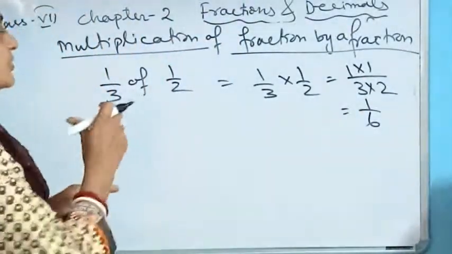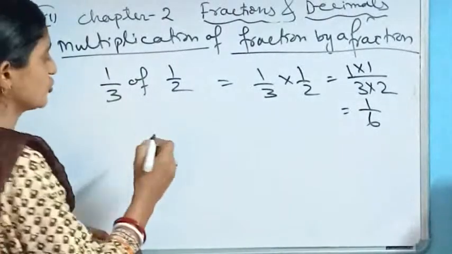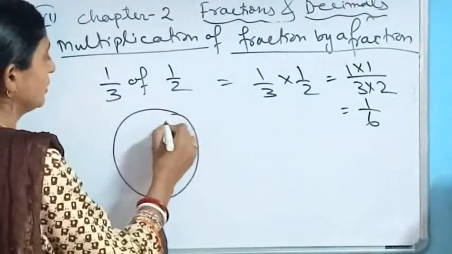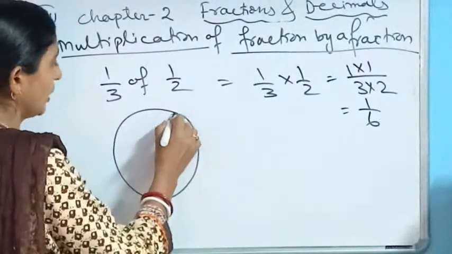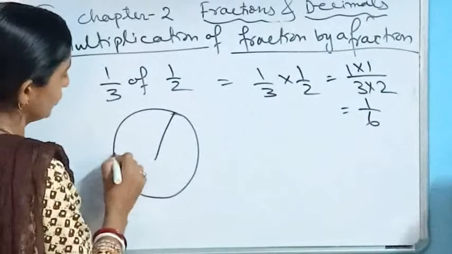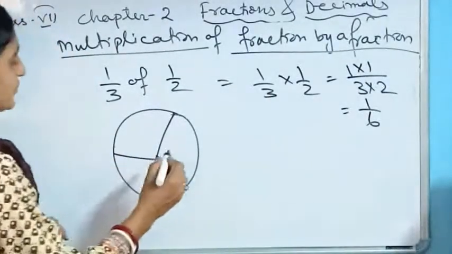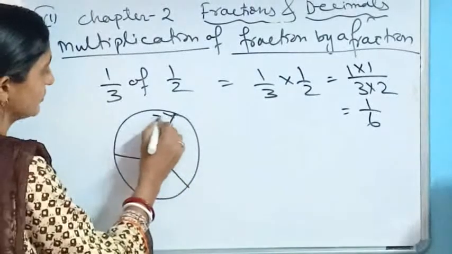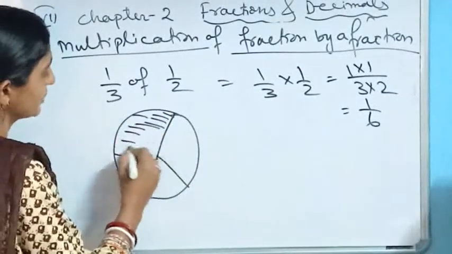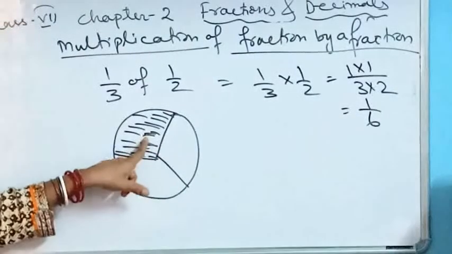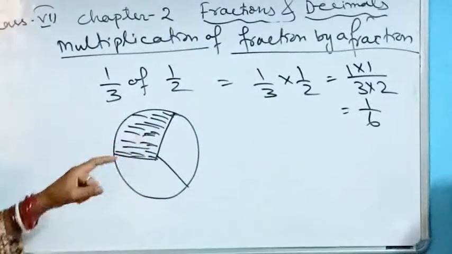Now I am going to present this in graphical form, in a picture. Let's see with a diagram. I have taken one circle and I am going to divide it into 3 equal parts. Now I am shading one part of this. Let me shade it. This is the 1/3 of this circle. That shaded part is 1/3.